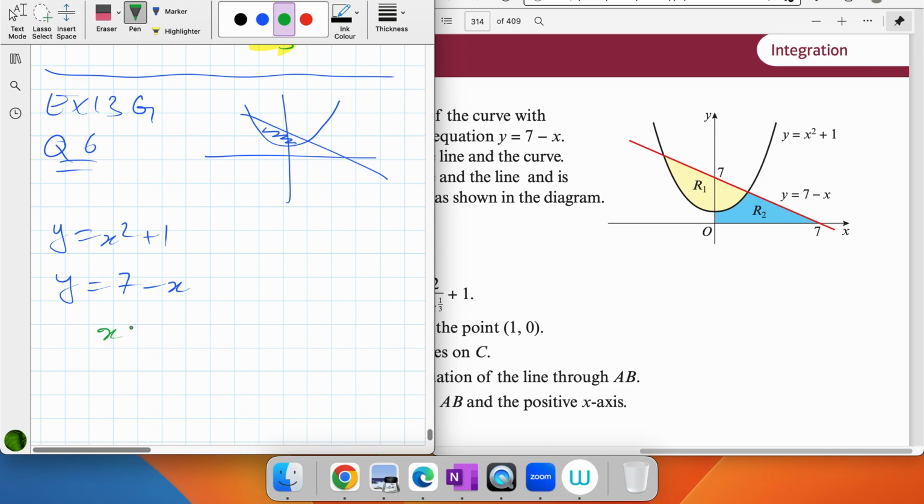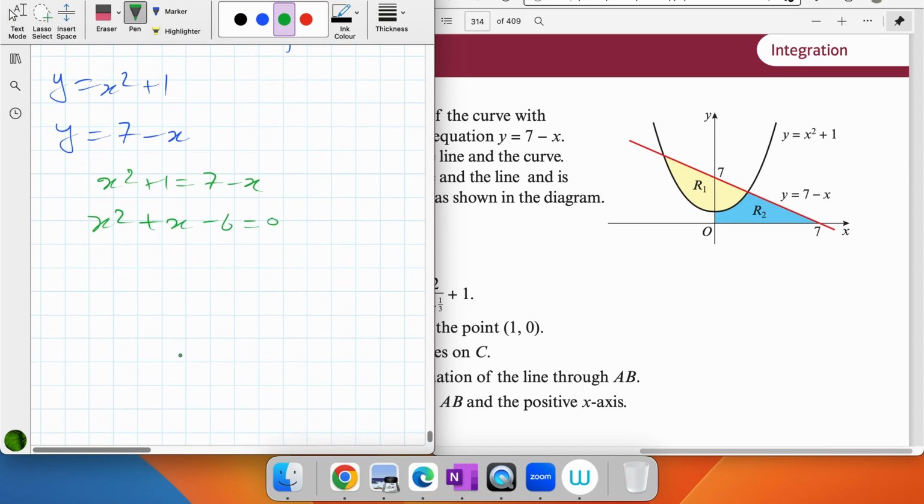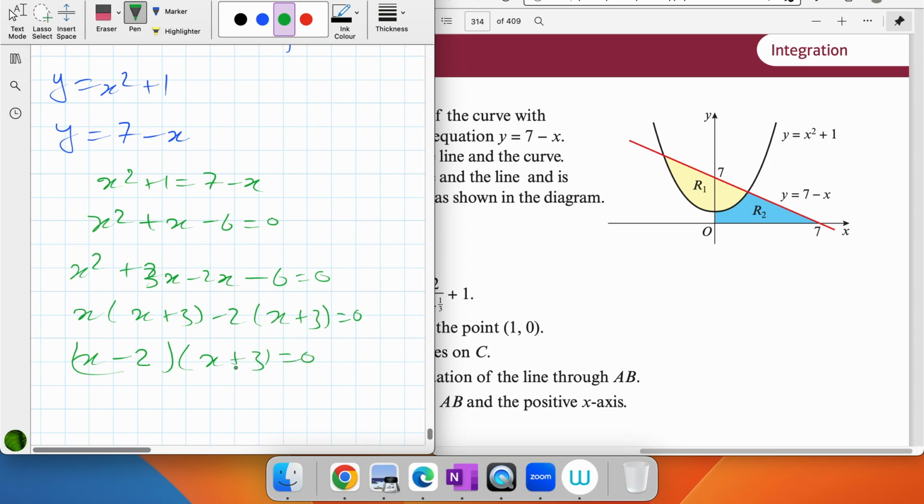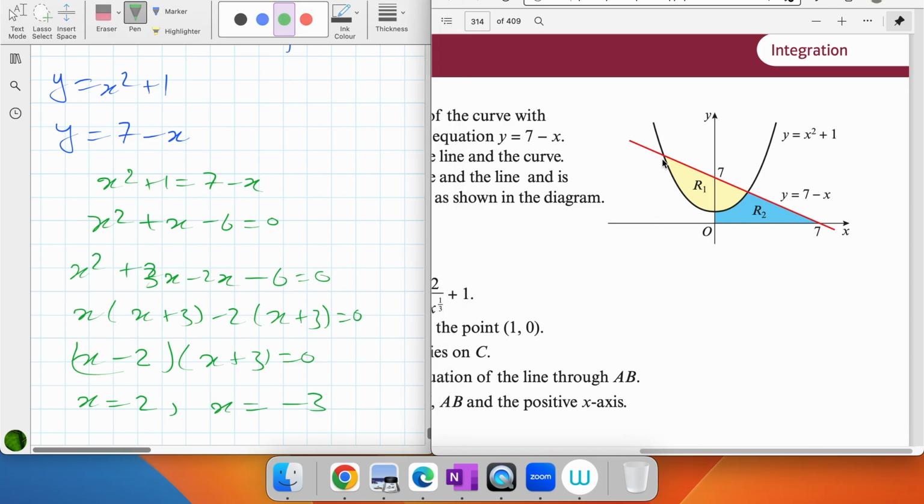So solving them simultaneously, x squared plus 1 is equal to 7 minus x. Rearranging, x squared plus x minus 6 is equal to 0. Going for middle term breaking, x squared plus 3x minus 2x minus 6 equals 0. x into x plus 3 minus 2 into x plus 3. So two of the values are x is equal to 2 and x is equal to minus 3. So we know this value right here is minus 3 and this intersection point is 2.